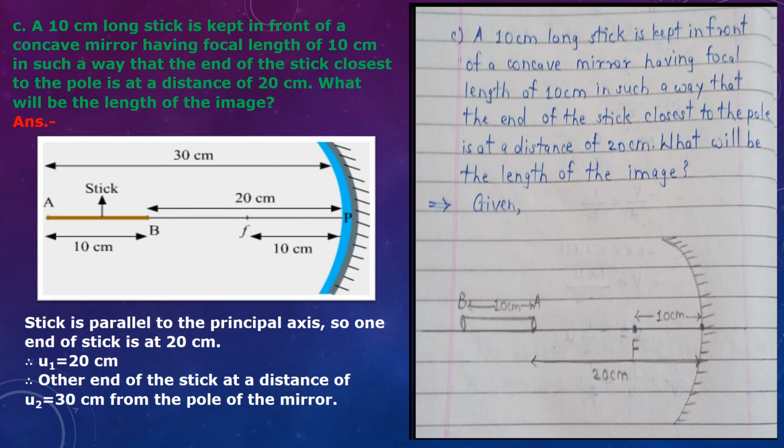So one end of a stick is at 20 centimeter. So u1 is equal to 20 centimeter. And the other end of the stick is at a distance of u2 is equal to 30 centimeter from the pole of the mirror. No doubt, for the first end, means for the B end, this object is at 20 centimeter. And for this A end, this object distance will be 30 centimeter. So here there are two situations. With the help of that, we have to calculate the length of the image.